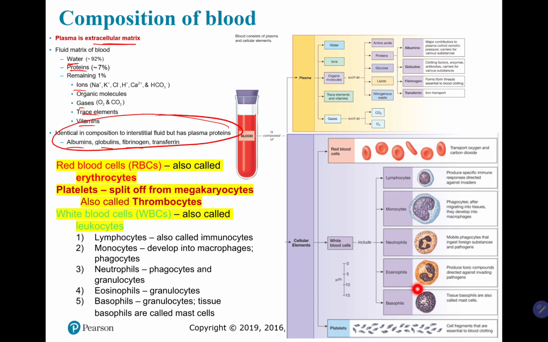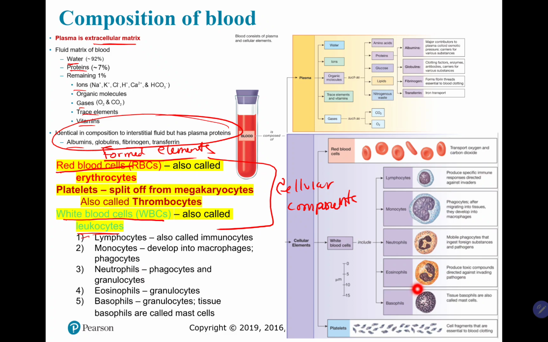The formed elements, right? These are going to be the cellular components. Those cellular components are the red blood cells or erythrocytes. These carry and transport oxygen and carbon dioxide. White blood cells are the leukocytes: lymphocytes, monocytes, neutrophils, eosinophils, and basophils. They're important in your immune system. And then the other formed element is the platelets, or thrombocytes. They split off from that grandmother megakaryocyte, and they're important for blood clotting.